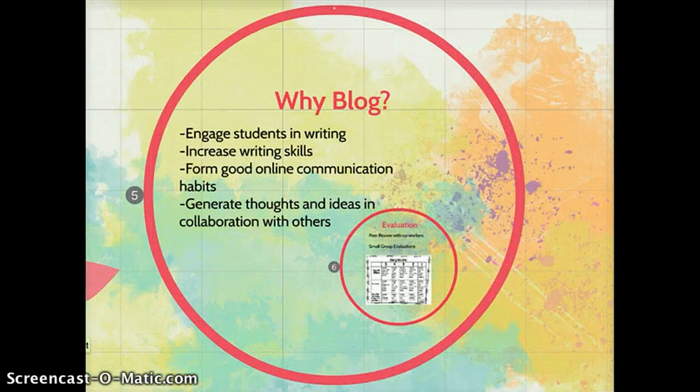Why blog, you might wonder? What's it going to do for the kids? Well, it gets them engaged in writing. My students are always so excited to get their paper blog done. They are eager to go back and see what their friends have commented on their blog post. It's going to increase their writing skills because to be able to blog, students must be able to make good sentences. It's going to start forming those excellent online communication habits, and it'll help them generate ideas in collaboration with others.